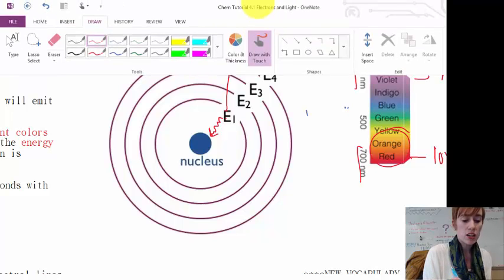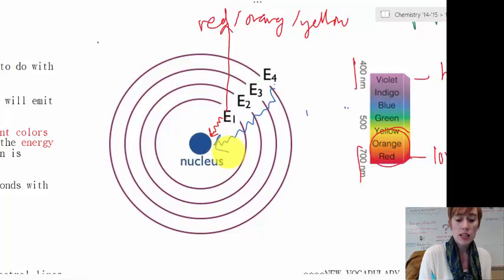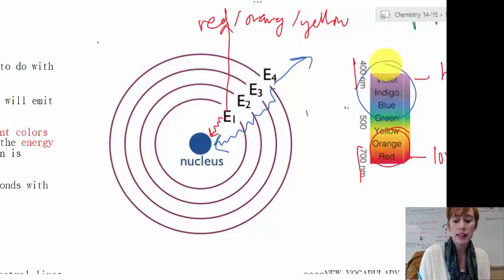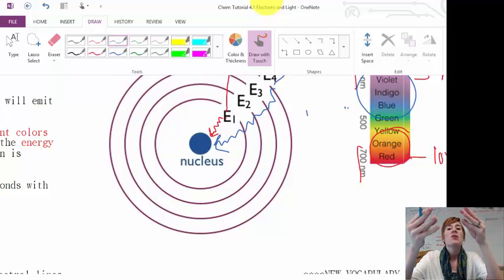However, if I have an electron that is falling from a higher energy level, it's going to be releasing light that's higher energy. So things like violet, indigo, and blue are going to be released from an electron falling from a higher energy level. That's really important because when we heat up atoms, sometimes we see colors. And the colors we see are the electrons falling.